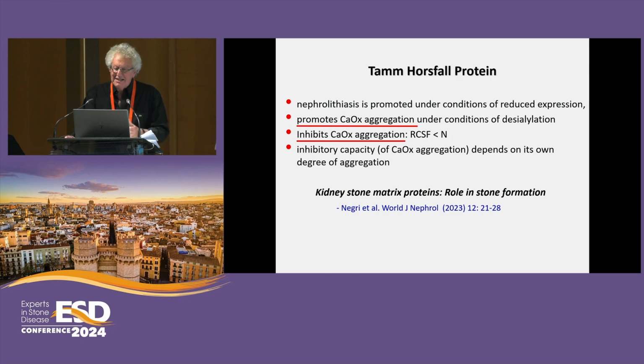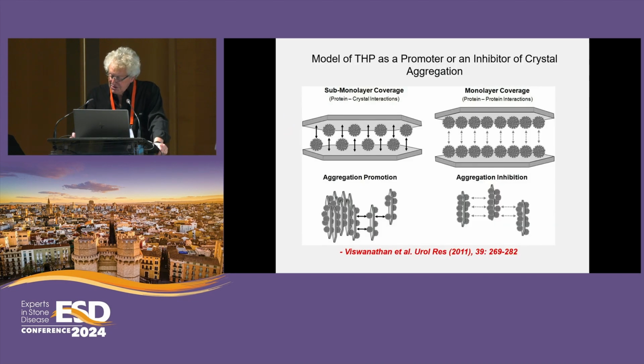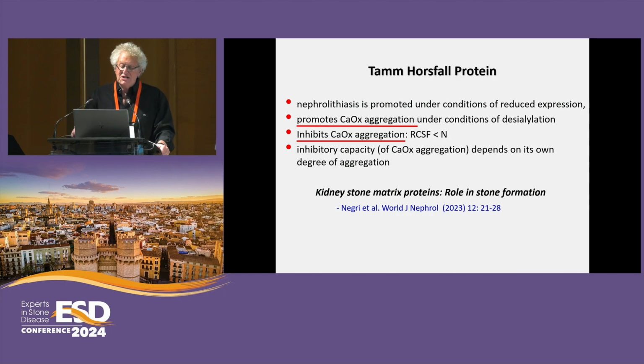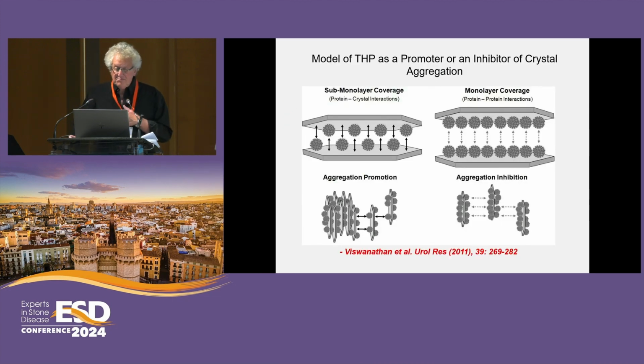And again, I've underlined here the complexity of studying this, because there's studies which show it promotes calcium oxalate aggregation under conditions of desialylation. And if you look at under other conditions, the inhibitory capacity depends on its own degree of aggregation. So let's just take a look at a model, a diagrammatic model of how Tamm-Horsfall can act as a promoter or an inhibitor of crystal aggregation.